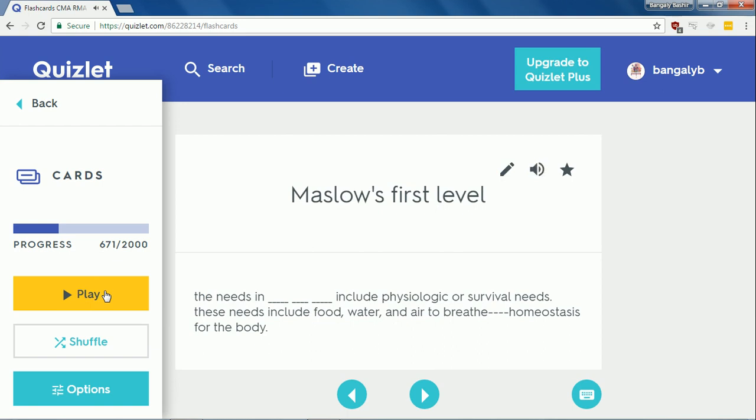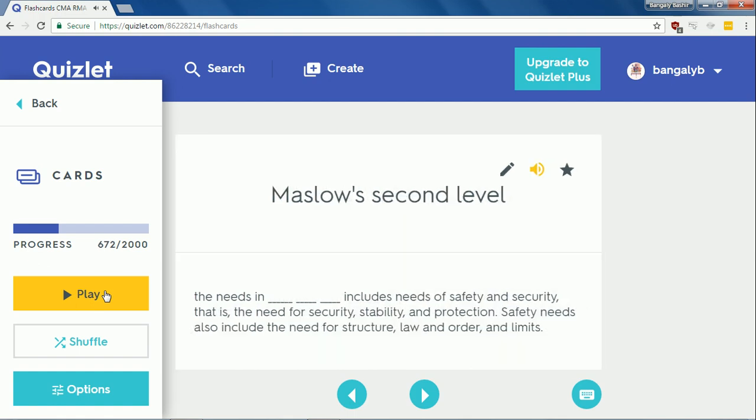Maslow's first level. The needs in blank include physiologic or survival needs. These needs include food, water, and air to breathe, homeostasis for the body. Maslow's second level. The needs in blank include needs of safety and security, that is, the need for security, stability, and protection. Safety needs also include the need for structure, law and order, and limits.